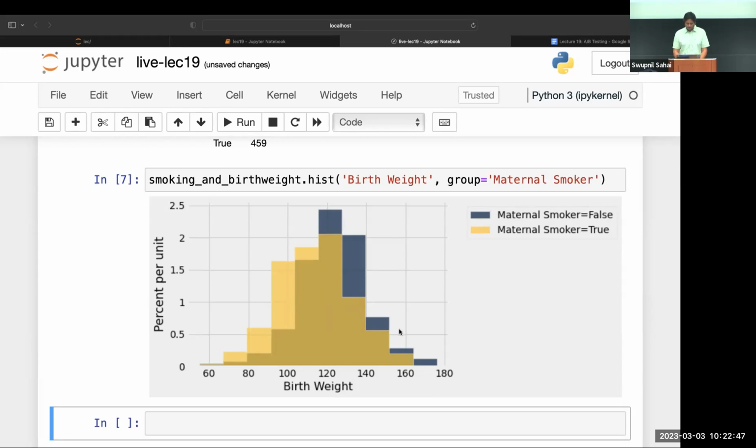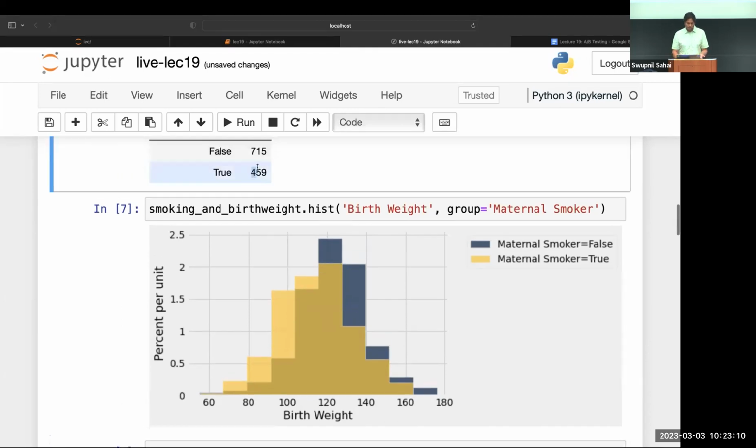You can see here that it looks like this gold histogram is a little bit to the left. The bars are much higher on this lower end, and they tend to be lower on the right side. So it seems like if you were to compare the averages of these two, they might be different, and one might be lower than the other. But again, this might just be chance. We do have a lot of people here, 459, 715, a total of more than 1,100. So it's a lot of people in our sample. But nonetheless, we should expect some difference. We wouldn't expect them to be exactly the same. That would be a little bit weird, right?